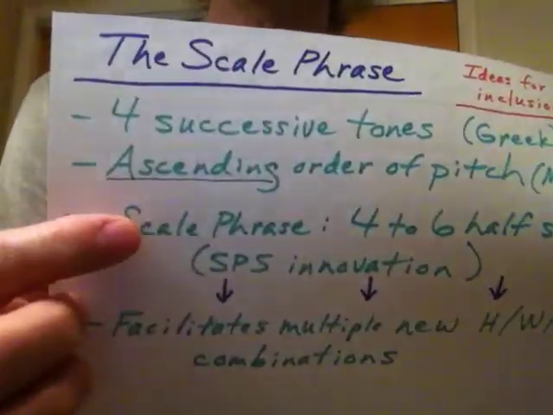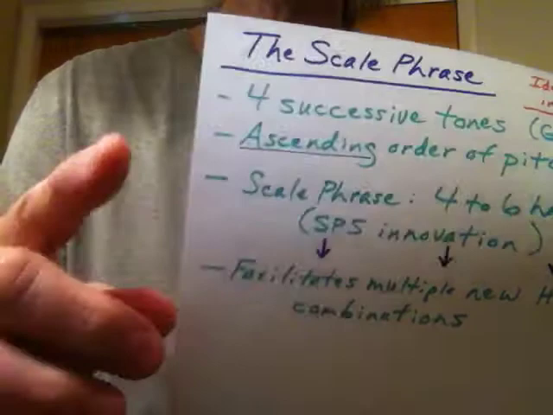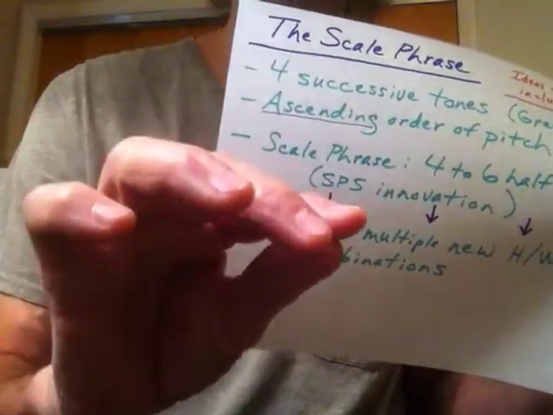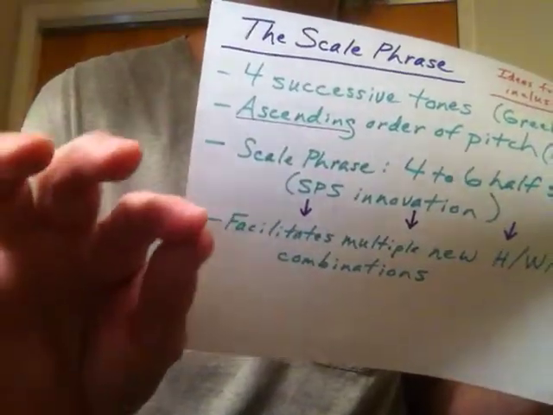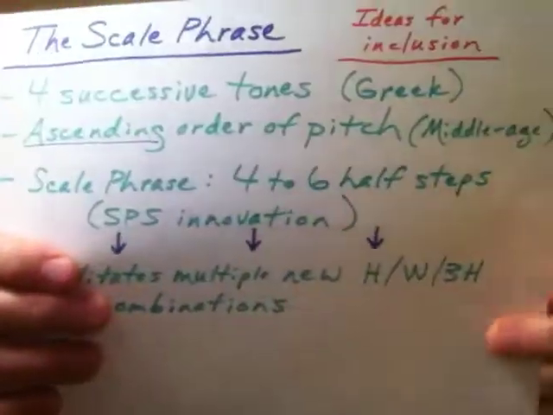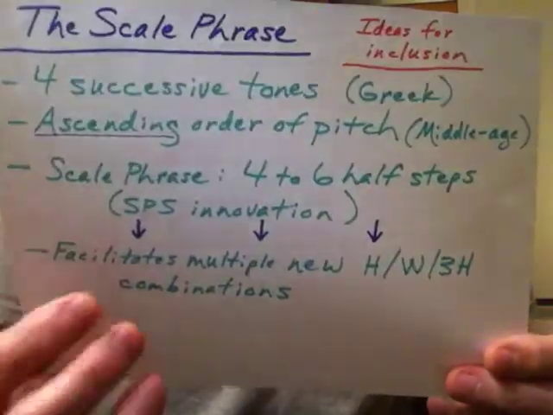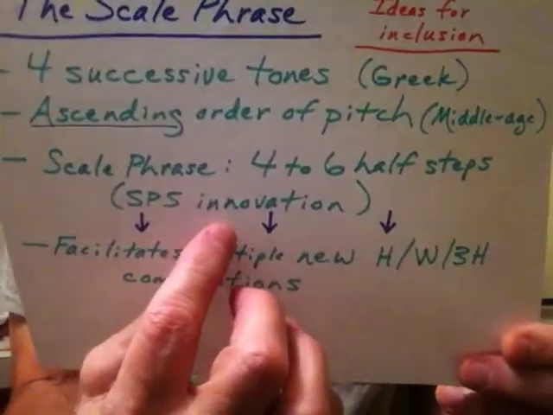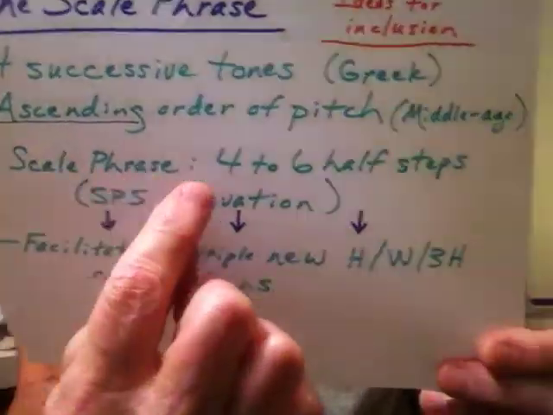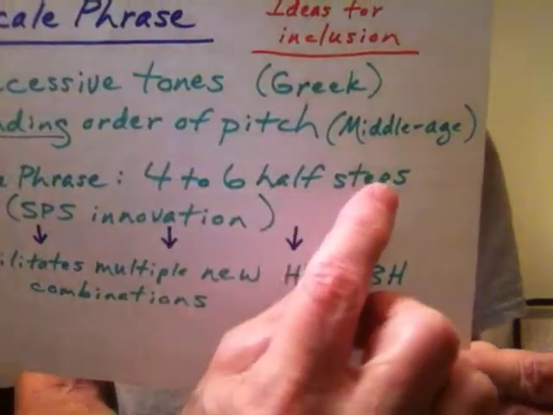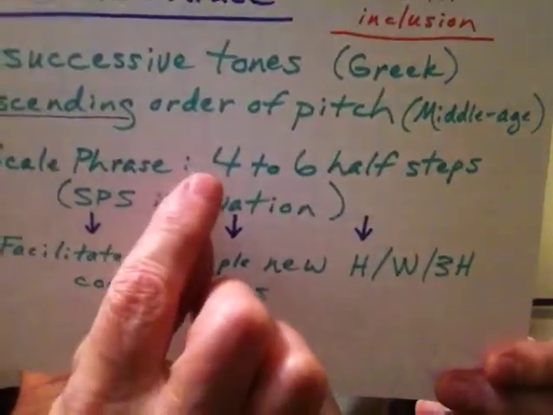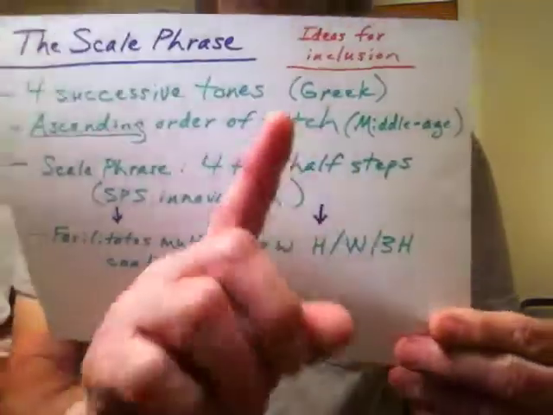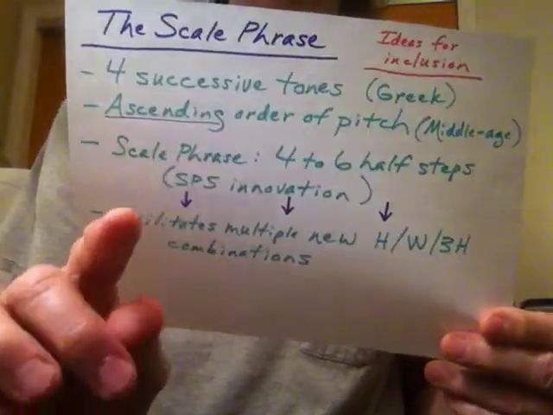Then, for the scale phrase, unlike the tetrachord, which required from first to last tone 5 half steps total, for the scale phrase system, I decided to introduce an innovation. That scale phrase can be 4 to 6 half steps. It can be 4, 5, or 6 half steps and still maintain its integrity as a scale phrase.